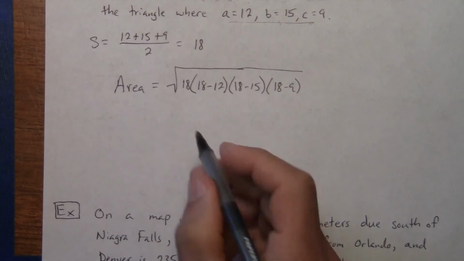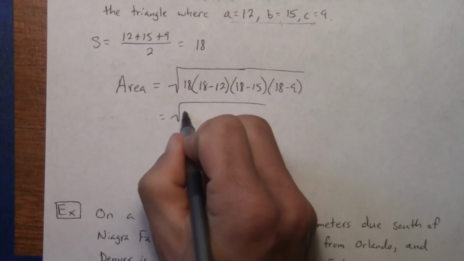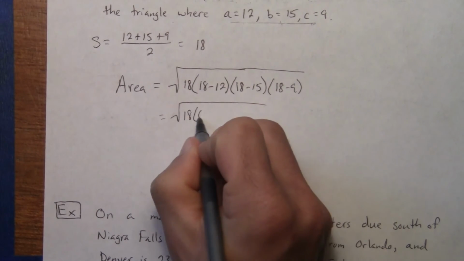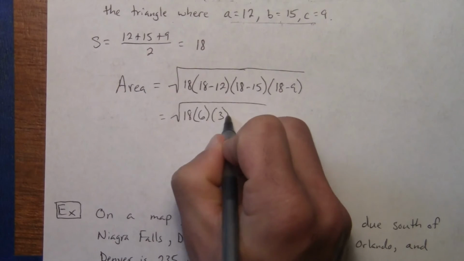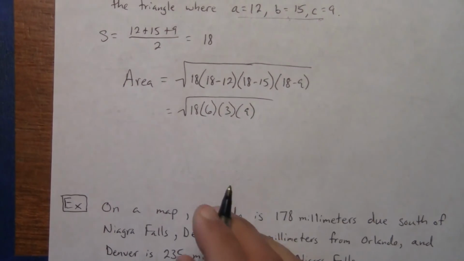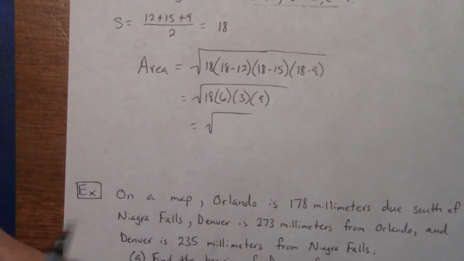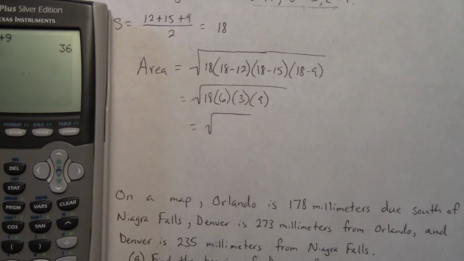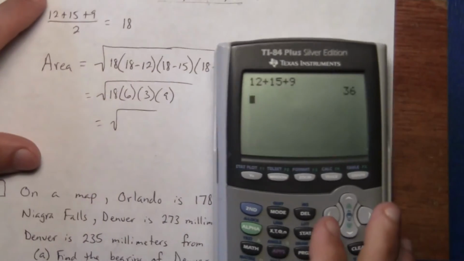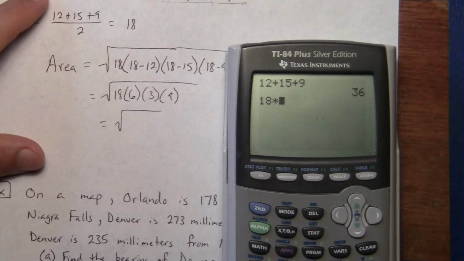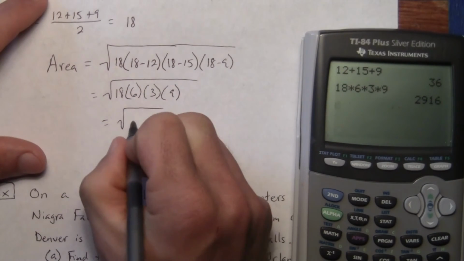And now I just need to type that all in. So again, show your work. Quickly tell us that that's 6, that looks like it's 3, and this looks like it's 9. I'll go ahead and type all that in so I know what number that is. So 18 times 6 times 3 times 9, and I end up with 2,916.